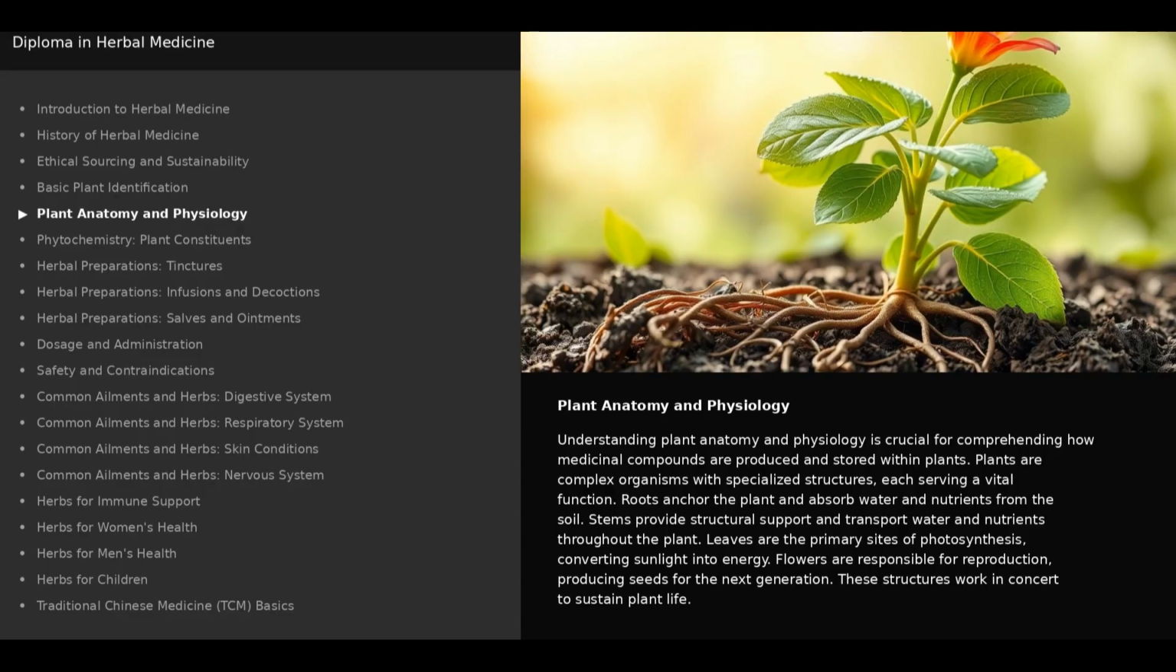Plant anatomy and physiology. Understanding plant anatomy and physiology is crucial for comprehending how medicinal compounds are produced and stored within plants. Plants are complex organisms with specialized structures, each serving a vital function. Roots anchor the plant and absorb water and nutrients from the soil. Stems provide structural support and transport water and nutrients throughout the plant. Leaves are the primary sites of photosynthesis, converting sunlight into energy. Flowers are responsible for reproduction, producing seeds for the next generation. These structures work in concert to sustain plant life.